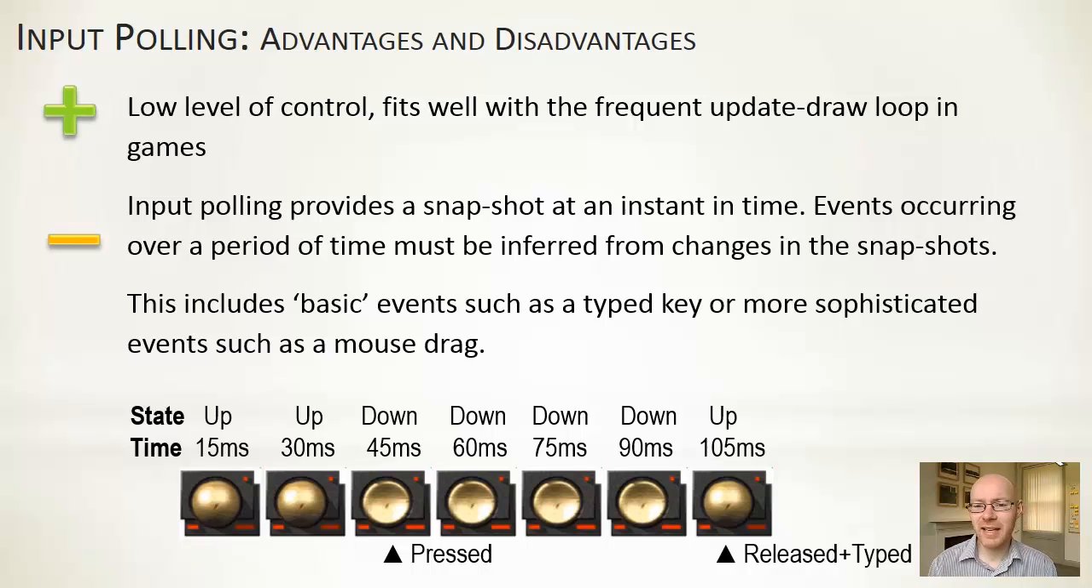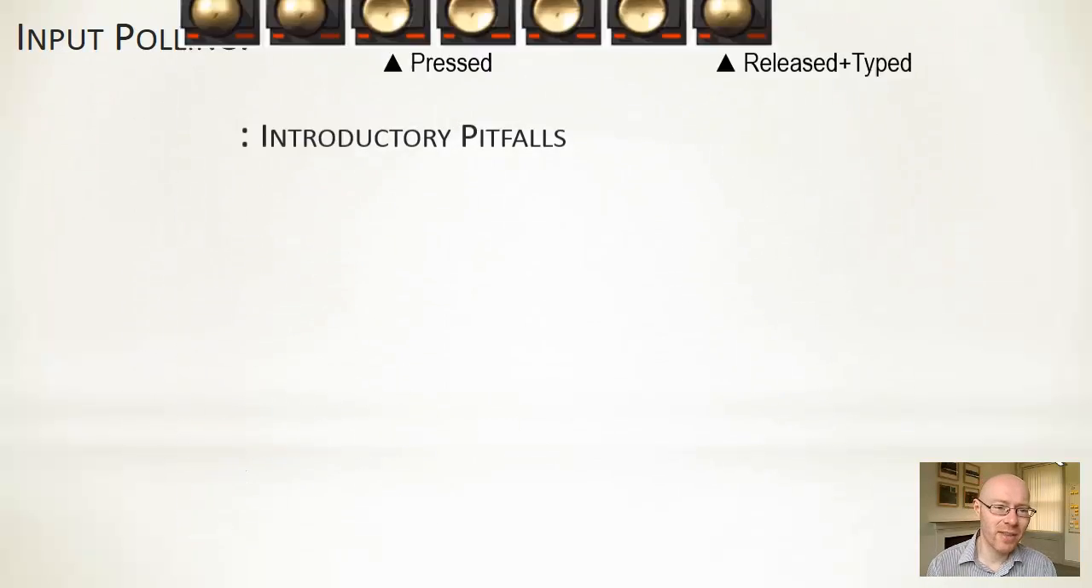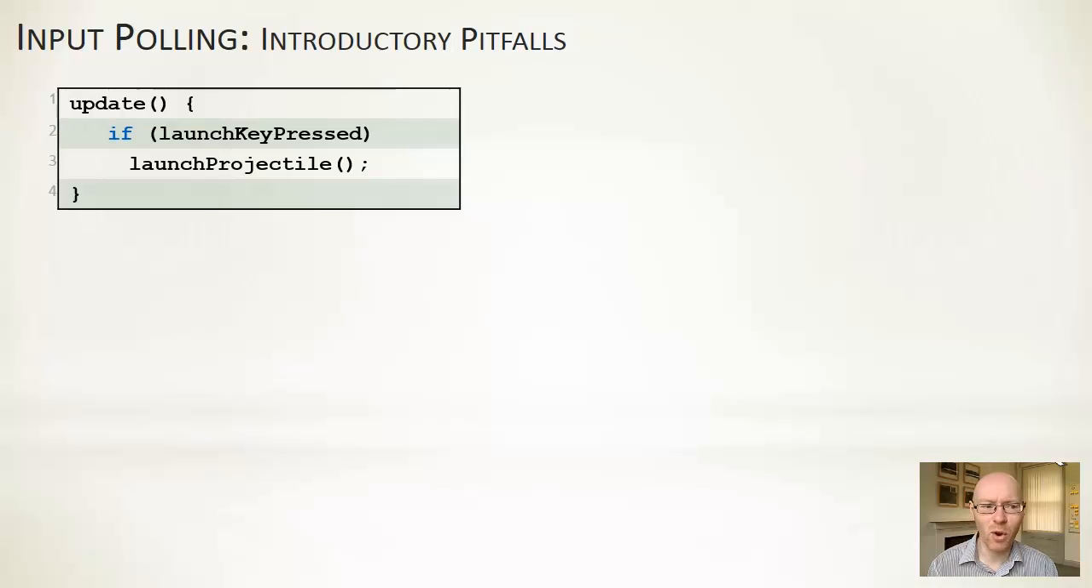A couple of introductory pitfalls. These are things that, hopefully, you'll not end up doing, but we flagged them up now because it is easy to fall into this little trap. If you have a look at the piece of code over on the left-hand side, we've got an update method. We're checking to see if the launch key has been pressed.